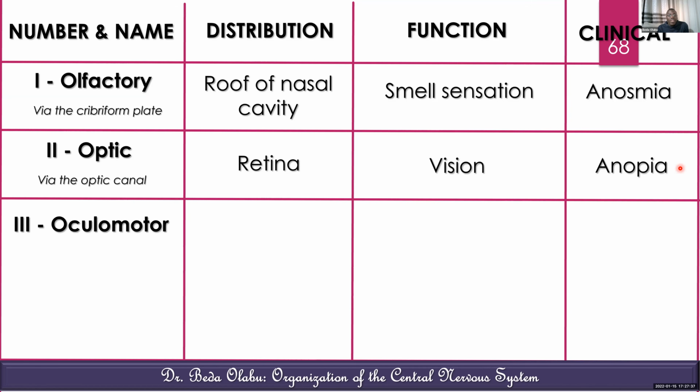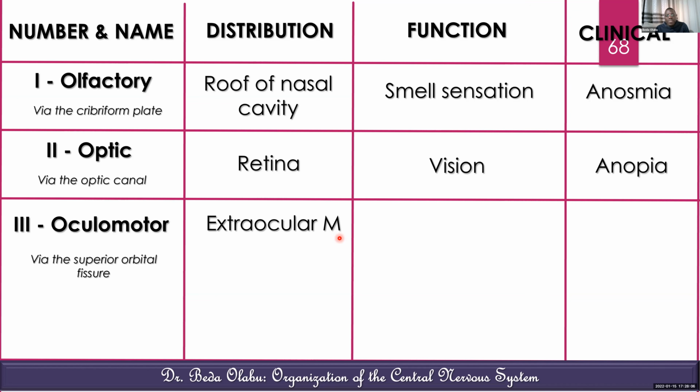The third cranial nerve is called the oculomotor nerve. It's a motor nerve, as the name alludes to, coming from the brainstem, specifically from the midbrain, going through the superior orbital fissure to enter the orbit. The oculomotor nerve targets extraocular muscles. Most of the extraocular muscles are supplied by the oculomotor nerve.